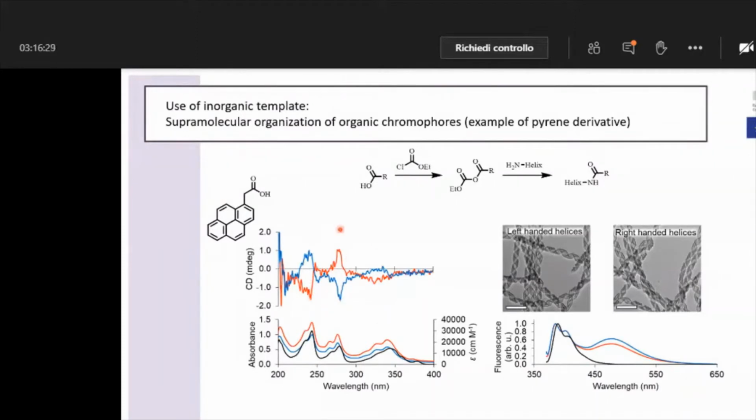Here I present one example of this reaction with a pyrene derivative, and we can see the appearance of chiroptical property. If you look under TEM, you can see we preserve very well the shape of the helices. Also, by fluorescence, we can observe an excimer fluorescence, which attests the interaction between the molecules.